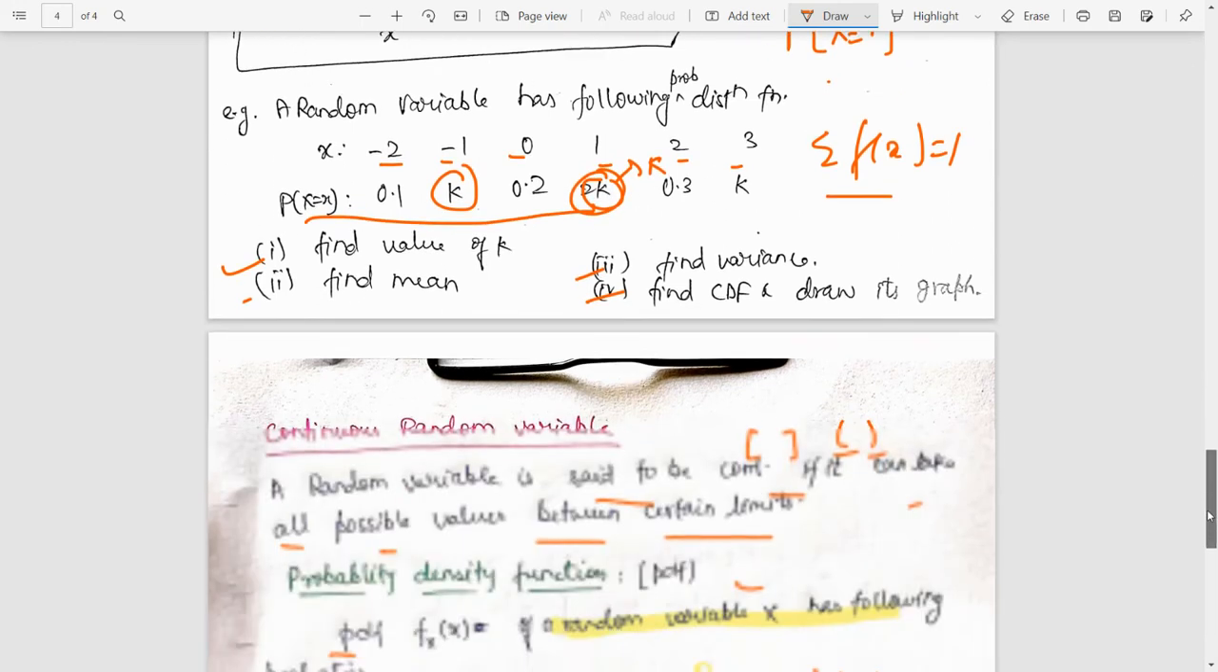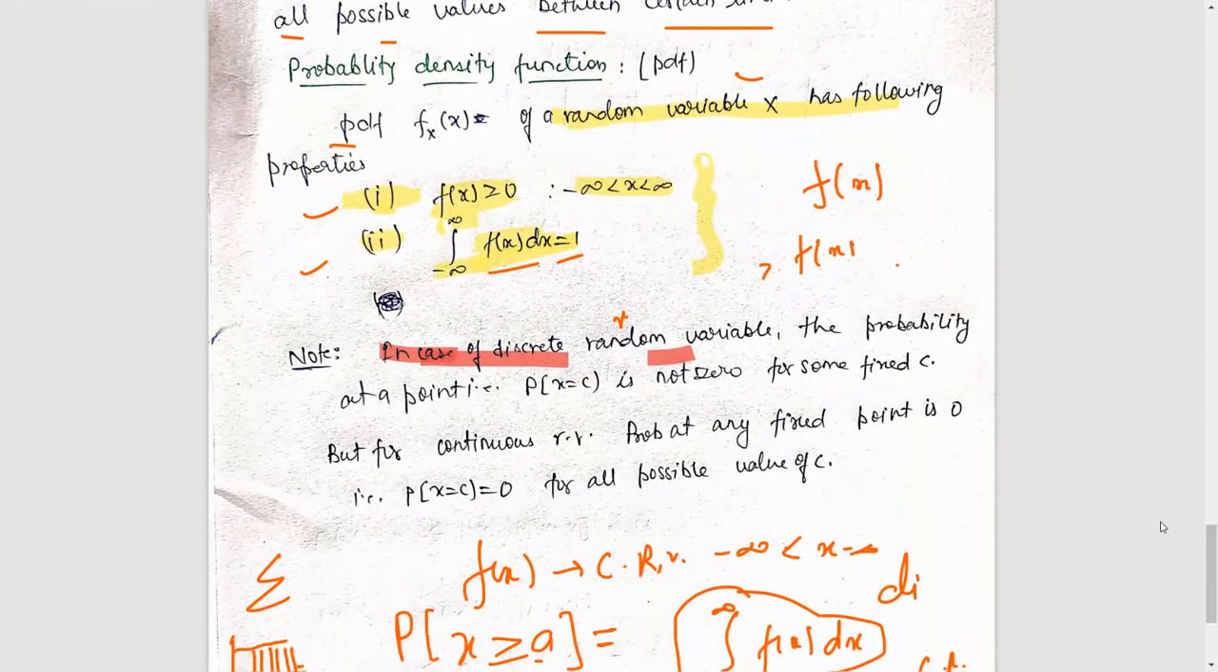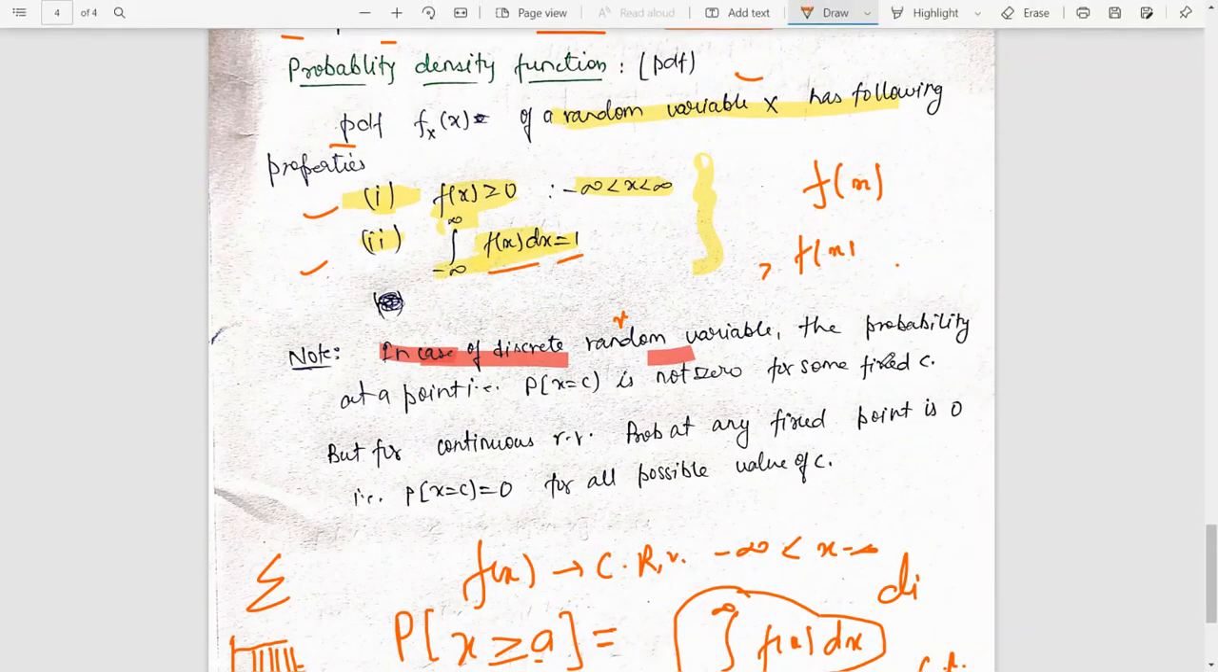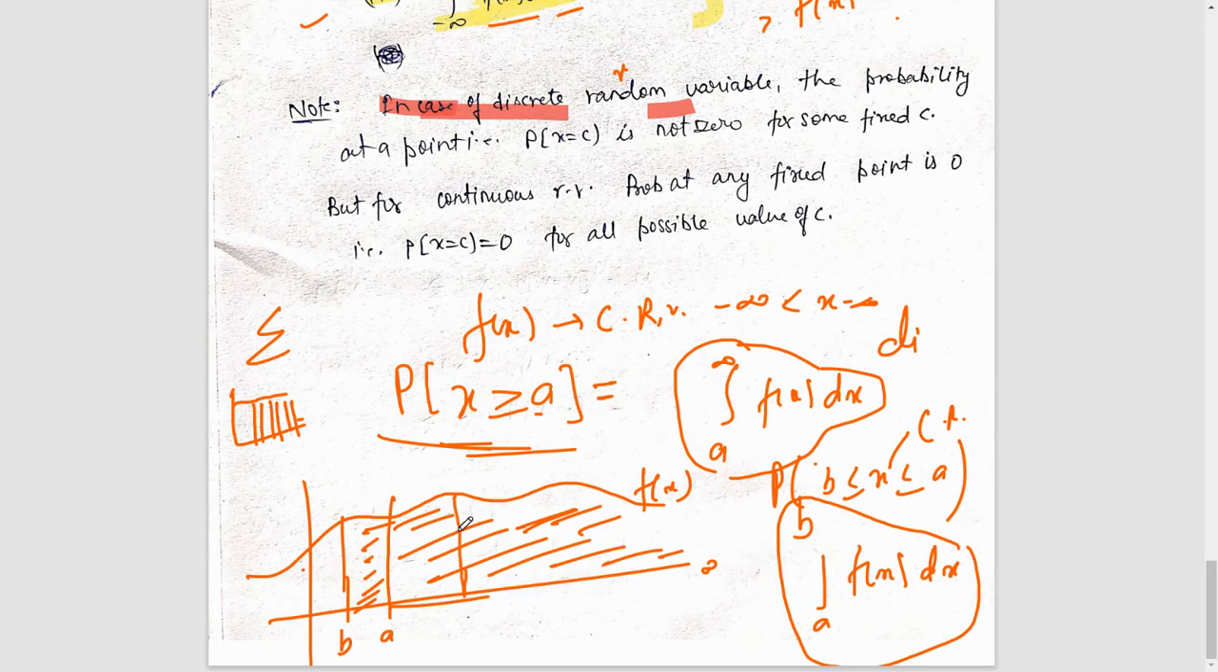But in the continuous case, if you want to find the probability at a single point, it is going to be 0. Let's say this is your curve. What is the area at a single point? It is negligible, infinitesimal, infinitely small. So it is taken as 0.